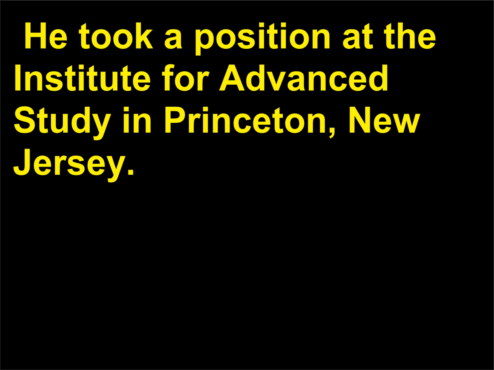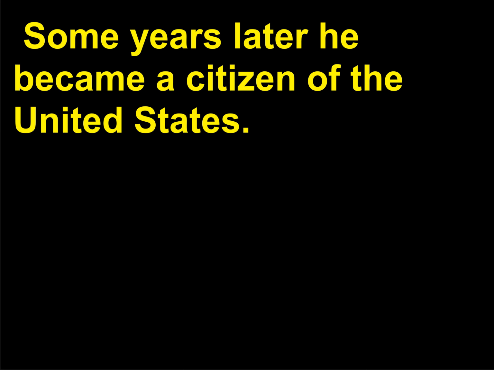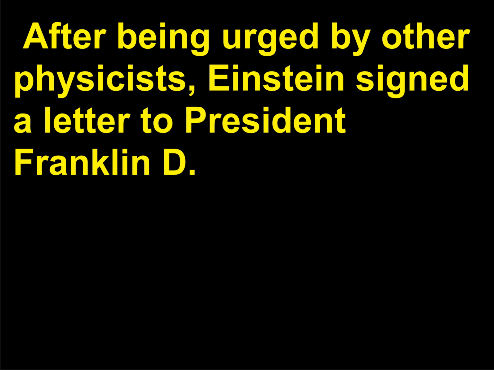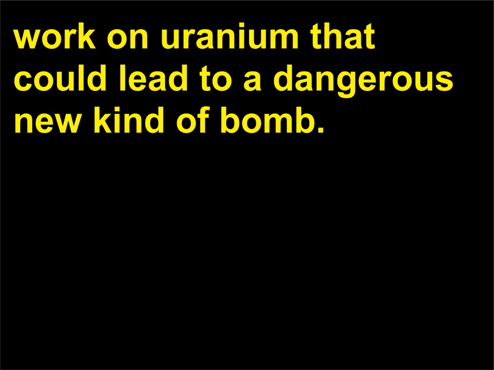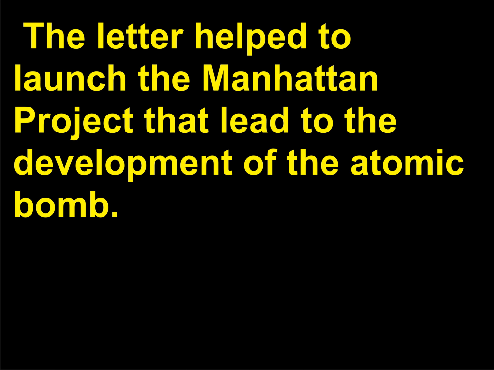He took a position at the Institute for Advanced Study in Princeton, New Jersey. Some years later he became a citizen of the United States. After being urged by other physicists, Einstein signed a letter to President Franklin D. Roosevelt, 1882 to 1945, pointing out the danger posed by Germany's work on uranium that could lead to a dangerous new kind of bomb. The letter helped to launch the Manhattan Project that led to the development of the atomic bomb.